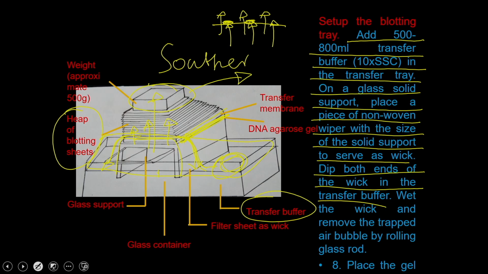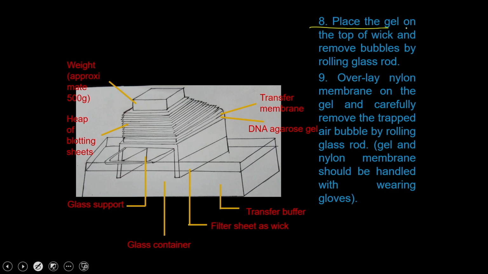Then you are going to put the agarose gel, and on top of that you are going to place the nitrocellulose membrane. You have to remove air bubbles, as we discussed when we were discussing northern blotting. With this setup, that is how it is going to transfer the DNA present on the agarose gel onto the nitrocellulose membrane. You can place that gel on top of the wick and remove the bubbles with a rolling glass rod.